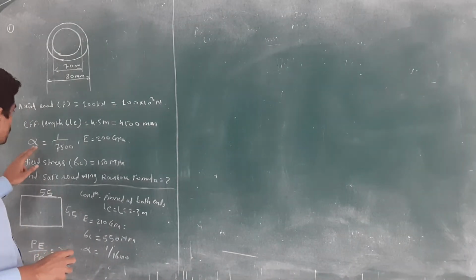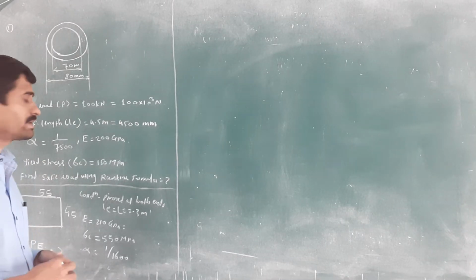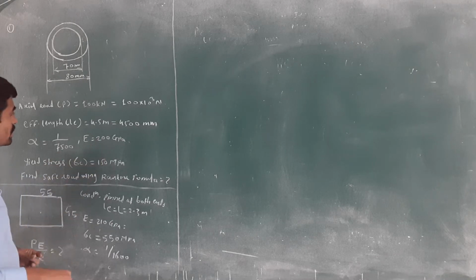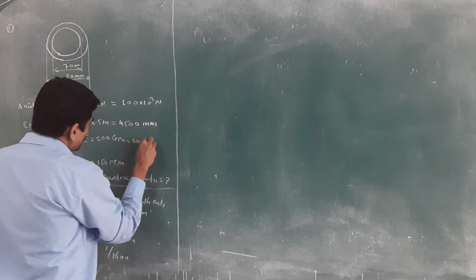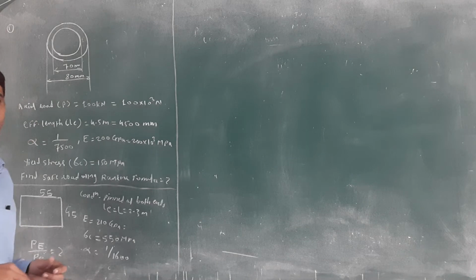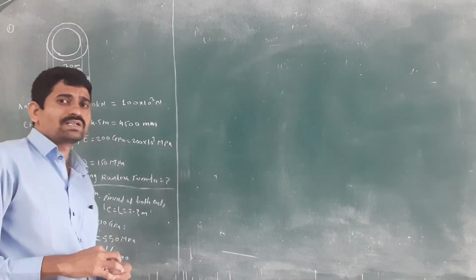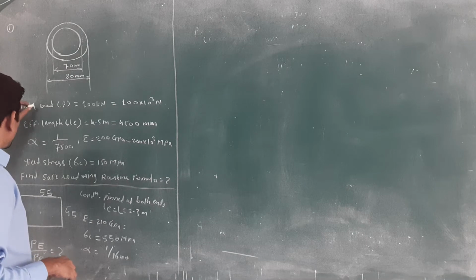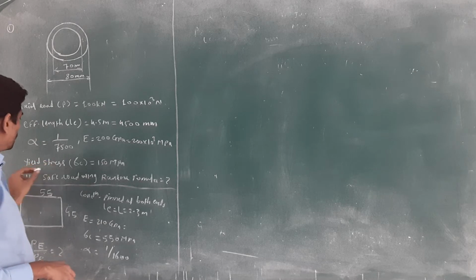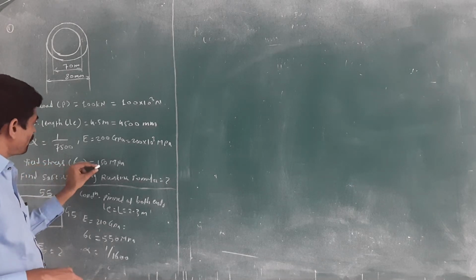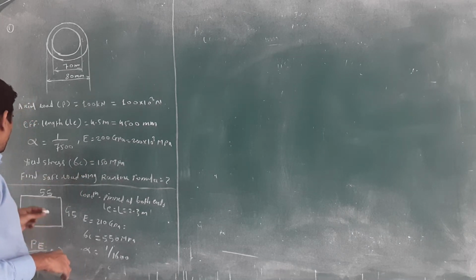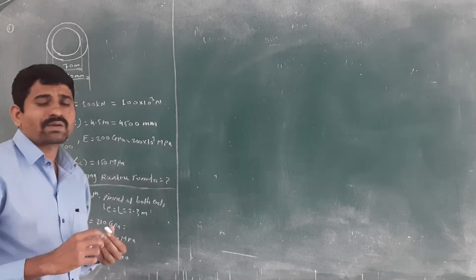Then alpha, what is the alpha? Last lecture we have seen what is the alpha. Alpha is the Rankine constant. This value is given as 1/7500. E is given 200 GPa. Convert into MPa: 200 into 10 raised to 3 MPa or Newton per mm square. Also you are given the yield stress. When you apply the axial load on the given hollow column, then you will get the yielding. This yield stress is given 150 MPa. Then what do you want to calculate? Find the safe load using Rankine formula.